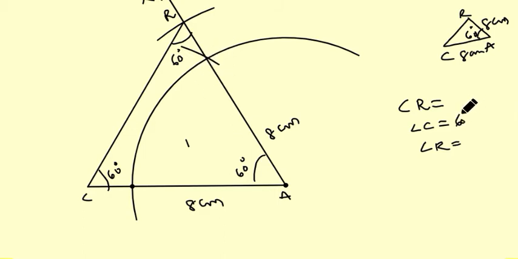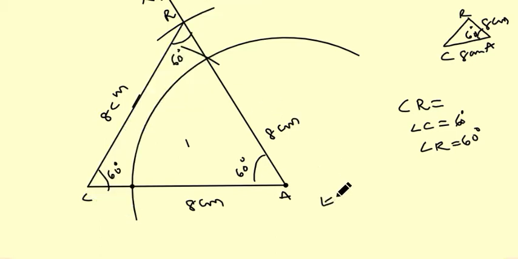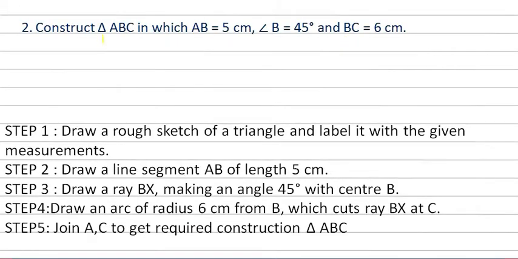So let's measure the length of CR also. Now see the length of CR, we are also getting 8 centimeter. So it is an equilateral triangle. And these are the construction steps for this construction. Now let's go to the second question.